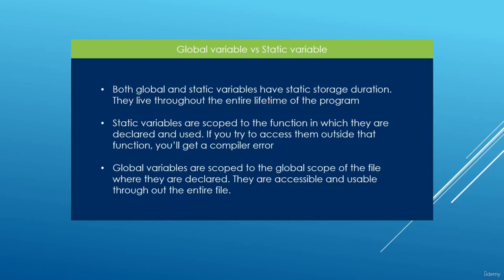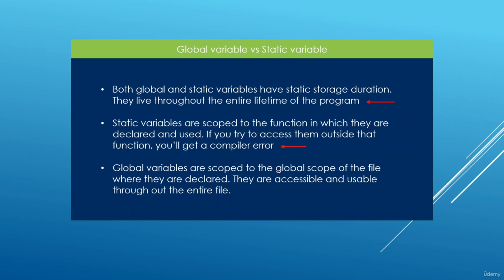Both global and static variables have static storage duration. We have learned about storage duration earlier in the course. So these variables are going to live throughout the entire lifetime of your application. We have said that. Static variables are scoped to the function in which they are declared and used. We have seen that our student count variable was scoped to the function add student, and you have to explicitly say that that variable is static by using the static keyword in front of the variable declaration. If you try to access static variables outside the function, you'll get a compiler error.